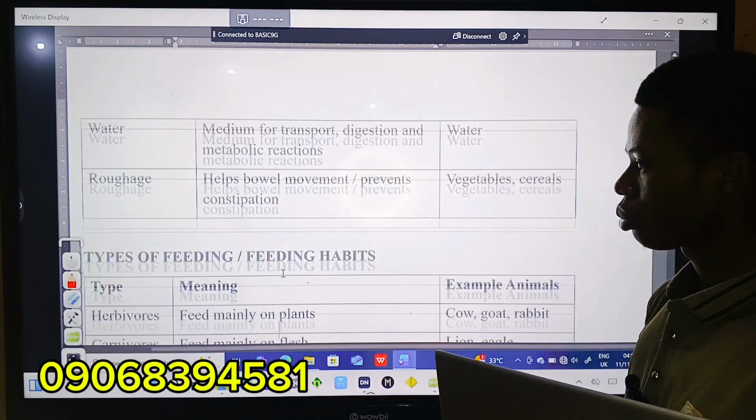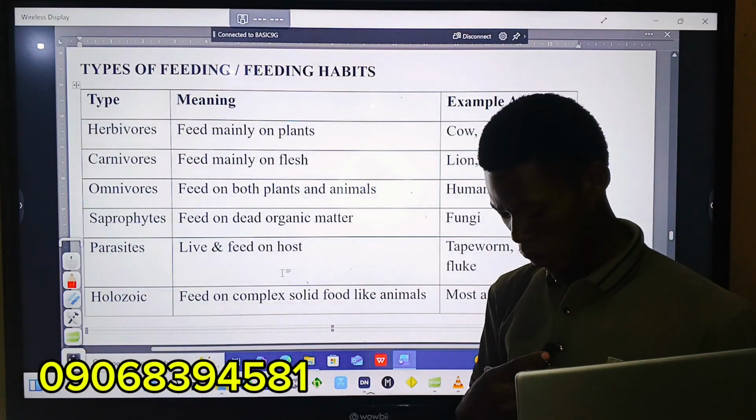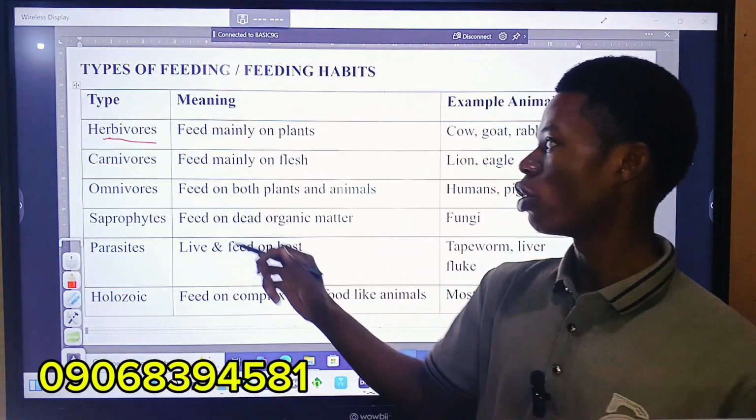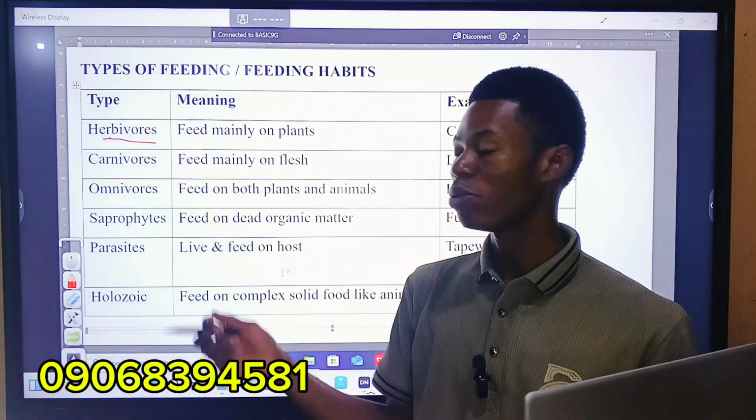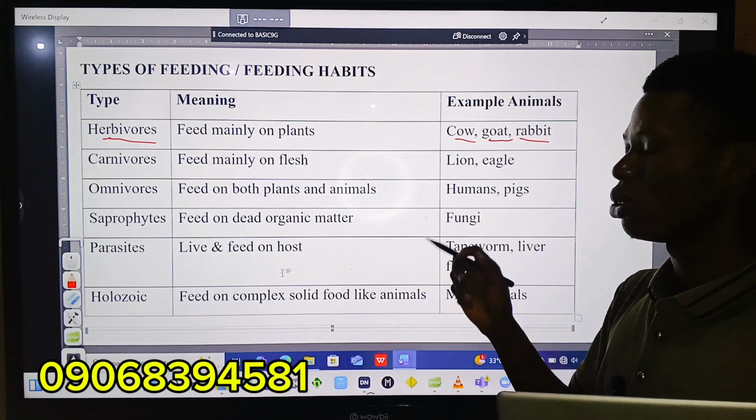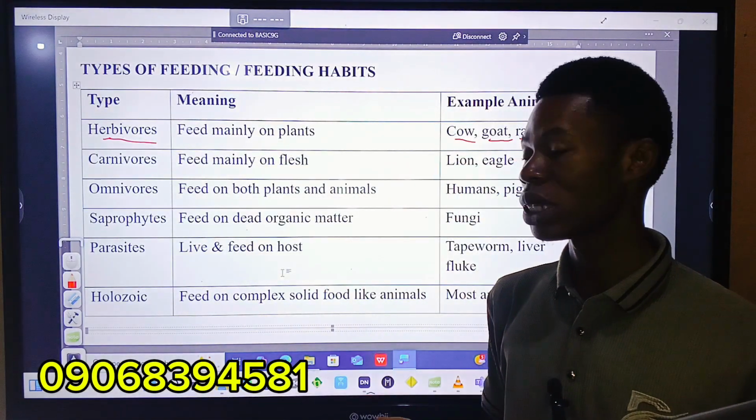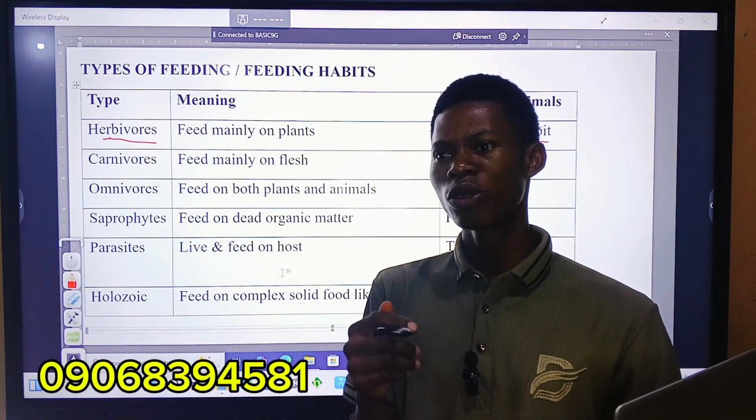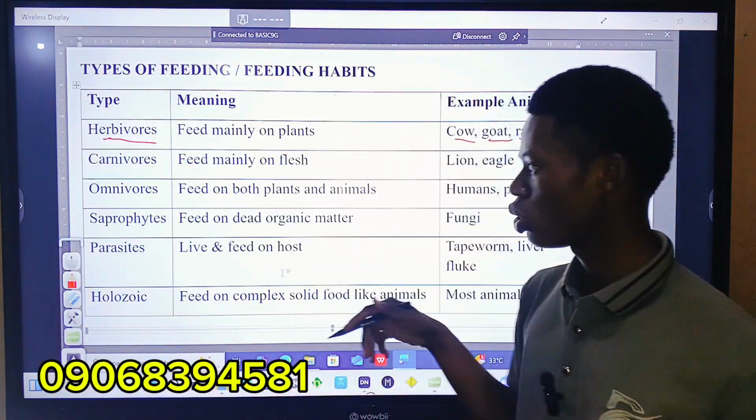All right, moving on. Types of feeding or feeding habits. Now, the first one here is the herbivores. Herbivores, they feed mainly on what? On plants. Examples are cows, goats, rabbits. Those ones that feed mainly on grasses, on plants, are called herbivores. You agree with me that they have four-compartment stomachs, four-chambered stomachs. We are going to look at that.